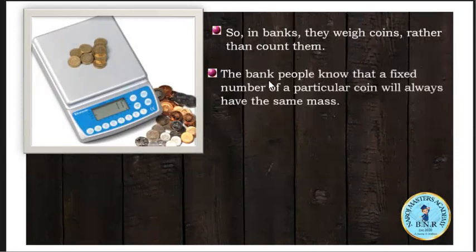The bank people know that a fixed number of a particular coin will always have the same mass. This type of coin has the same mass, this type has the same mass, and this type has the same mass. So different types of coins are there, but if you observe here, a fixed type of coin has the same mass.